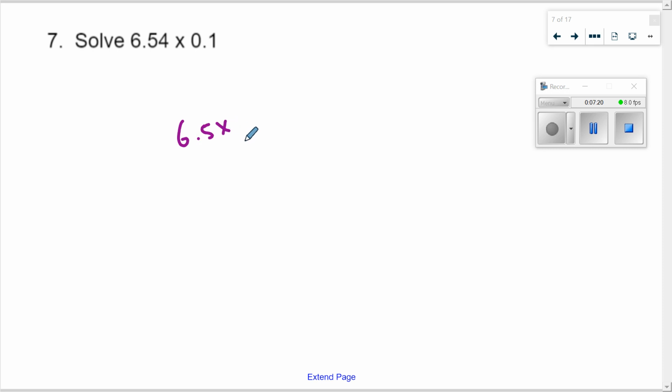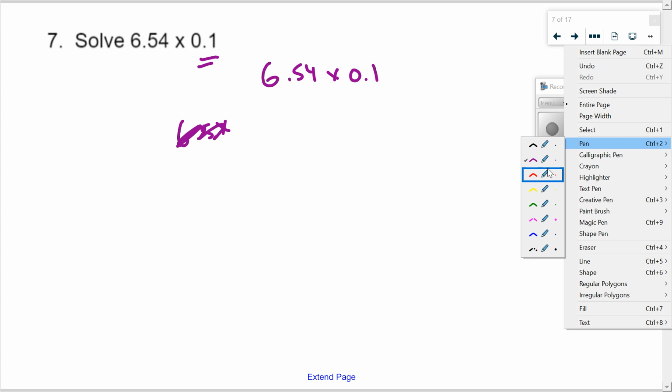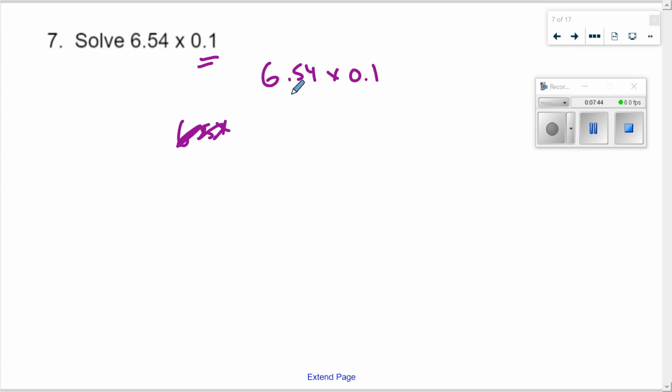6.54 times 0.1. Well, this is interesting because it's a tenth. So I don't actually have to do any calculations. I just need to know, multiplying by a tenth, is it going to get bigger or smaller? Well, the number's going to get smaller, so I have to move the decimal place in which direction. I'm going to change colors here. The decimal place is going to move to the left 1 space, because that's a tenth. So the correct answer is 0.654.